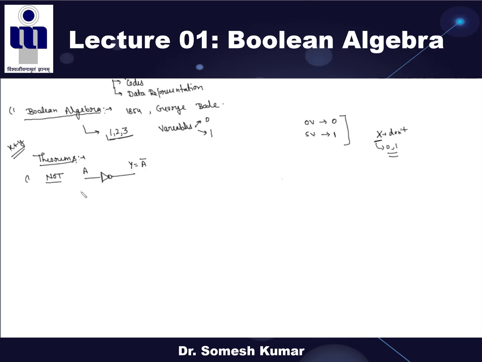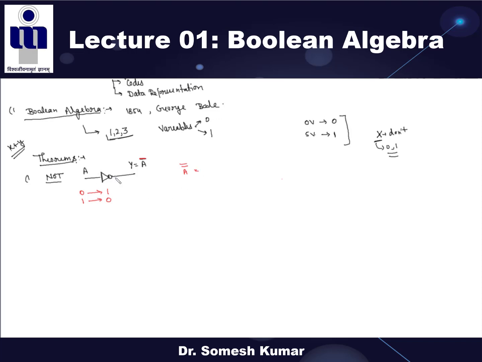We can say if input is 0, output is 1. If input is 1, output is 0, right? So now the NOT operation theorem is, generally this A bar means not A, right? This bar means not A. So A bar to second bar, then what is this?